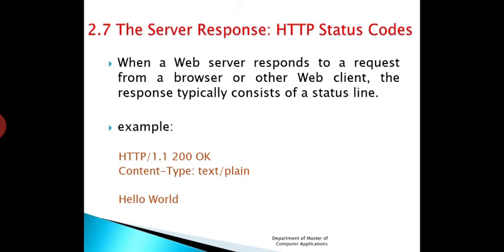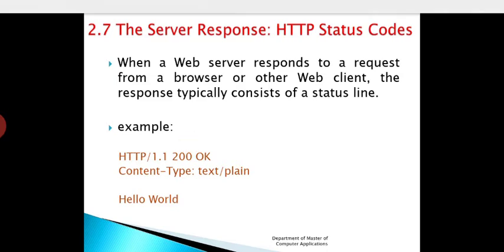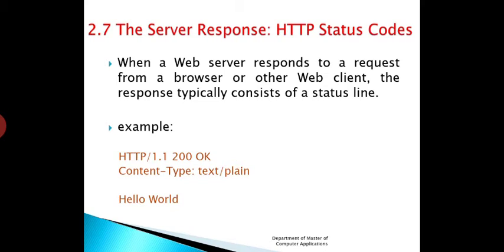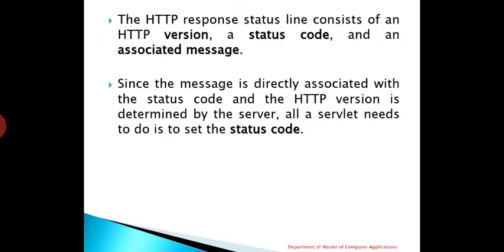If you send a request and it returns, on the status line you can see the version of the HTTP, and 200 is the status code, OK. That means the message is received and the content is successful. Similarly, we have different types of status codes, and we'll see exactly how each is used. The content type is text/plain, and the message is Hello World.